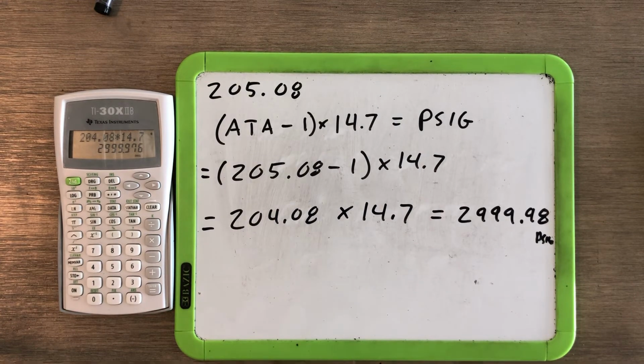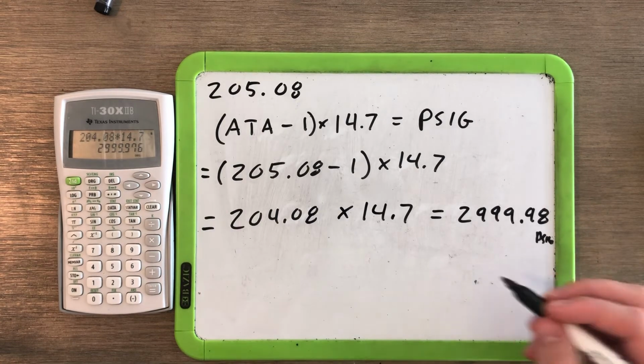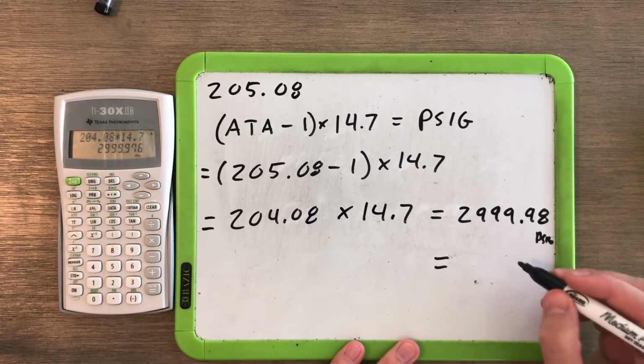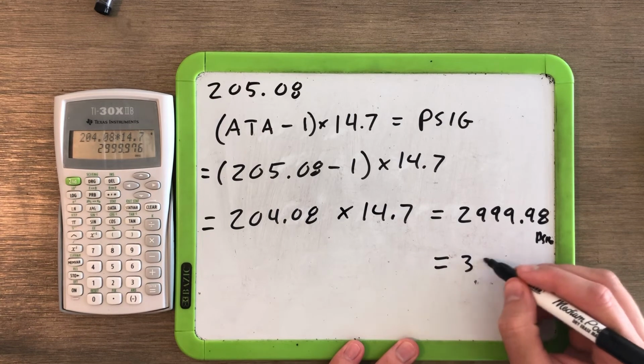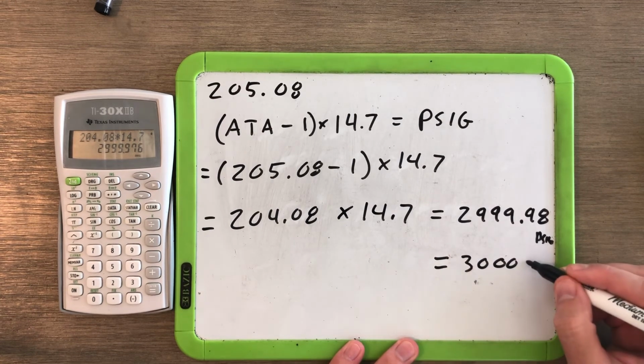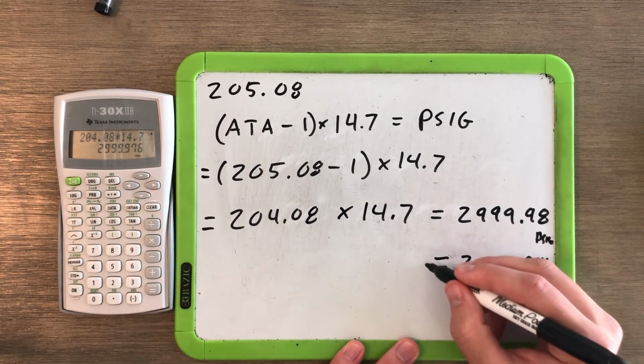And whenever we're doing that equation for ATAs to PSIG, we're just going to go ahead and round up to the next whole number. So this would come out to be 3,000 PSIG for our final answer.